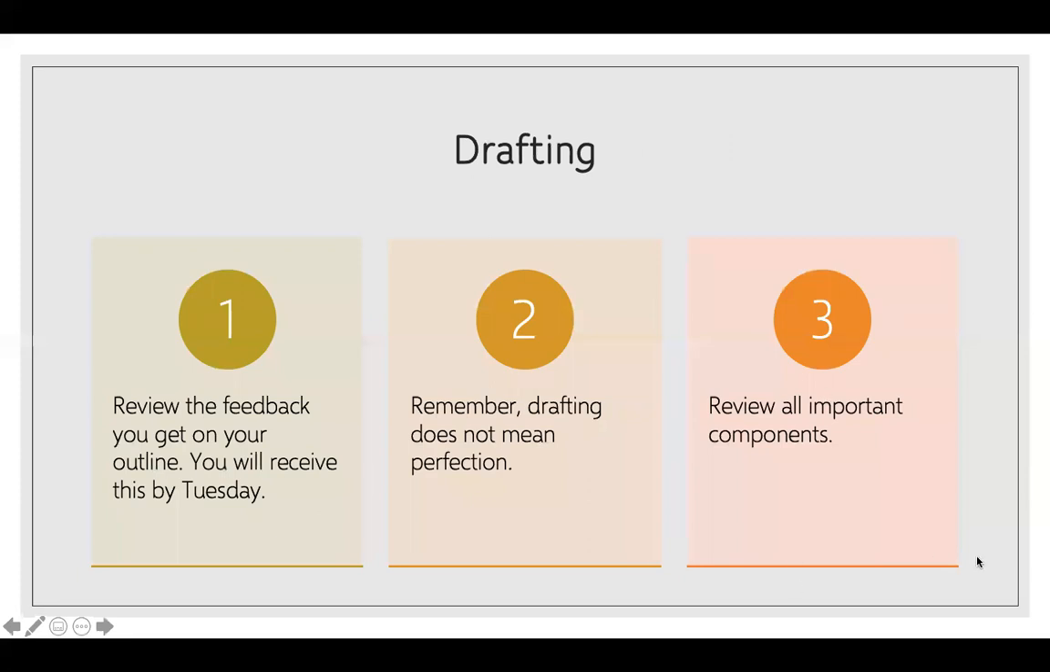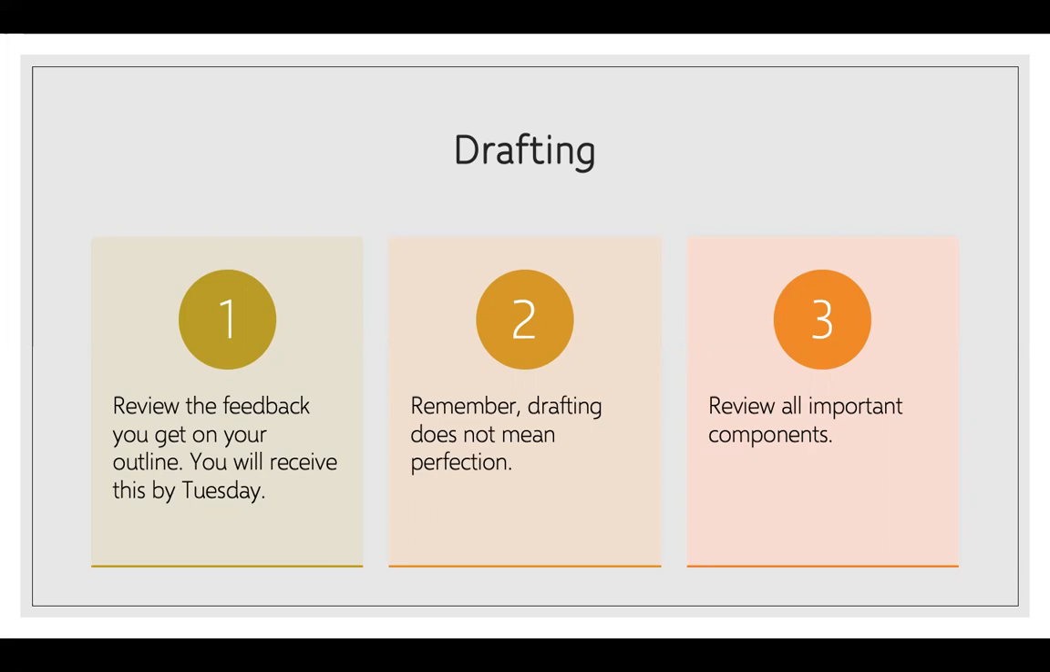After you complete that, we are going to head into drafting. Guys, this week we're going to concentrate on the introduction, and that's going to be due on Sunday night. But I want to go over just a couple key concepts with drafting. Review the feedback that you get on your outline. You will receive that feedback by Tuesday, and I want to be sure that you review it because some of you, I can tell through your brainstorming, are not narrowing your focus enough. So I want to make sure that you review your outline, particularly your thesis statements, and make sure that you have a narrow enough focus before you begin your rough draft.